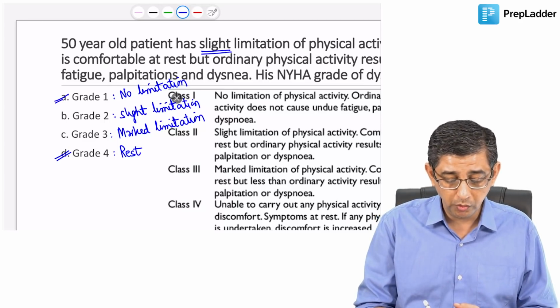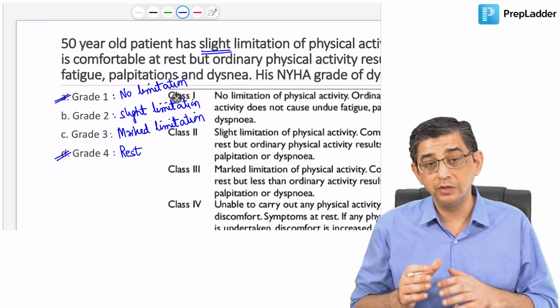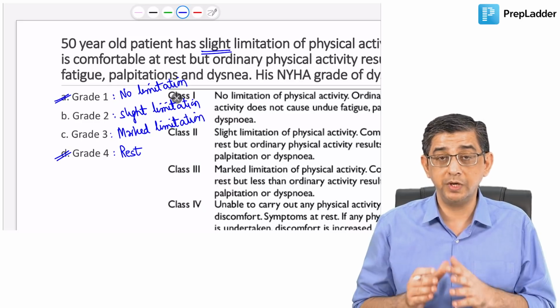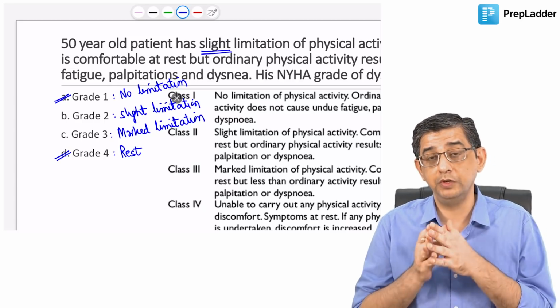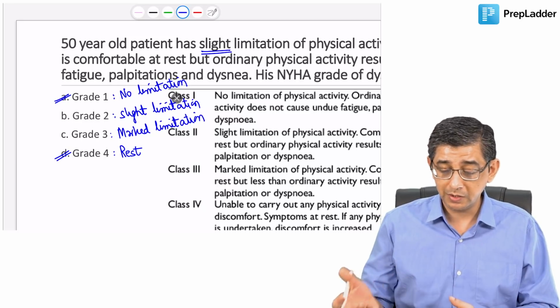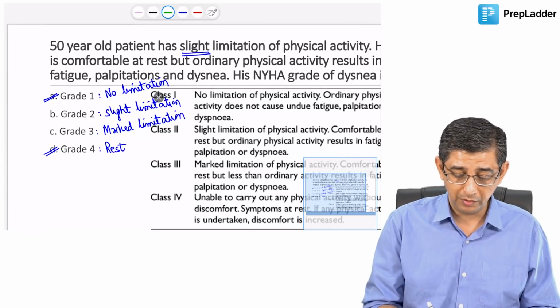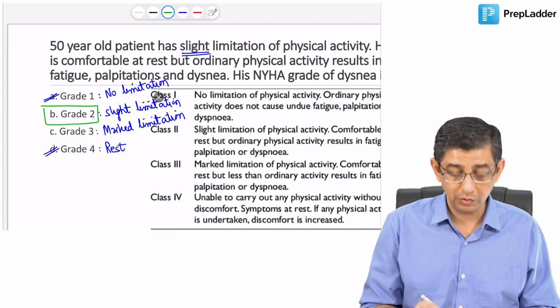So you can easily rule out option number A and D in this question. You had to select between 2 versus 3. 3 is going to be breathlessness even going to the bathroom, so we're going to call it marked limitation, since the MCQ focused on the words slight limitation. So the correct answer to this particular question will be grade 2 dyspnea. That is option number B.